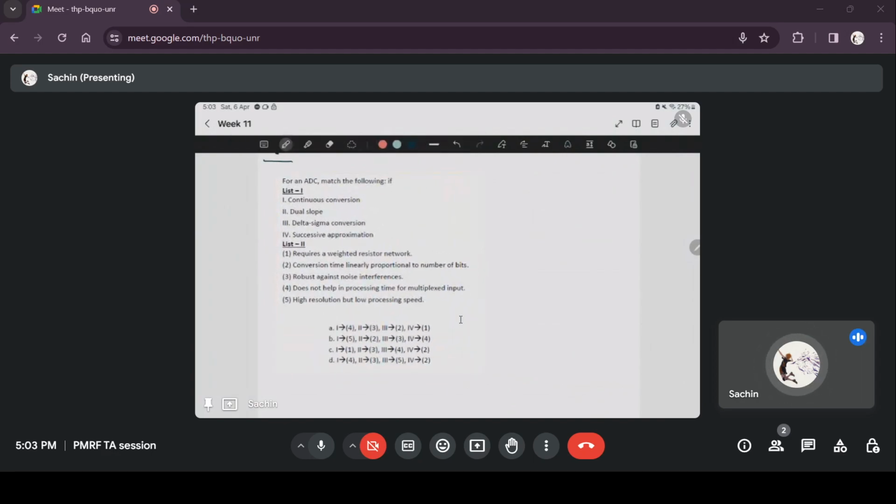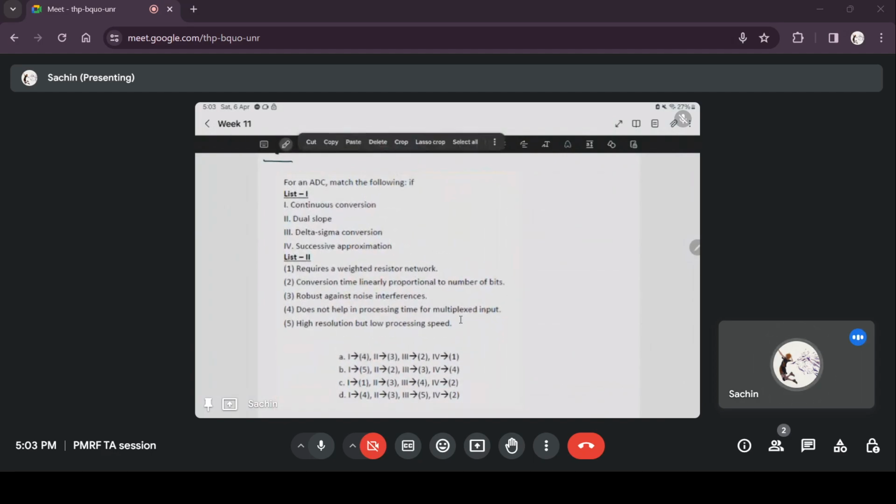Question 7, for an ADC match the following. List 1: 1 is continuous conversion, 2 is dual slope, 3 is delta sigma conversion, 4 is successive approximation. List 2 gives what kind of circuit you have and other conditions. 1 requires a weighted resistor network. 2, conversion time linearly proportional to number of bits. 3, robust against noise interferences. 4, does not help in processing time for multiplexed input. 5, high resolution but low processing speed.